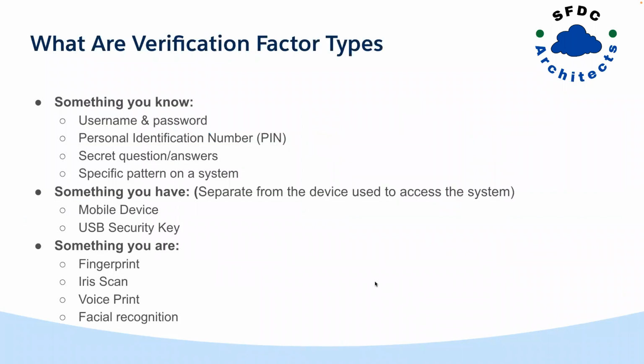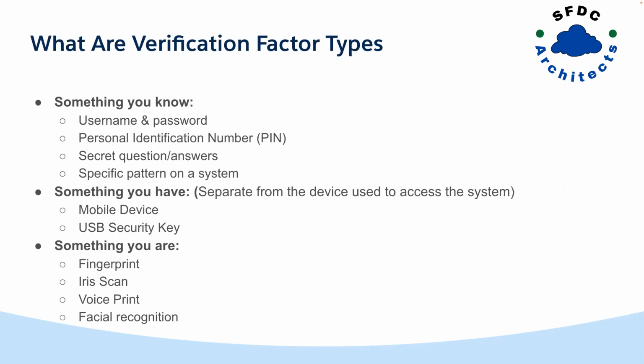So verification types. What's a factor? The way to think about them is they're broken down into 3 categories. One is what you know. So you know your username and your password, and you know your PIN number. You might know your secret question and answer, or maybe on a photo, you know where to click on that photo. That's what you know.